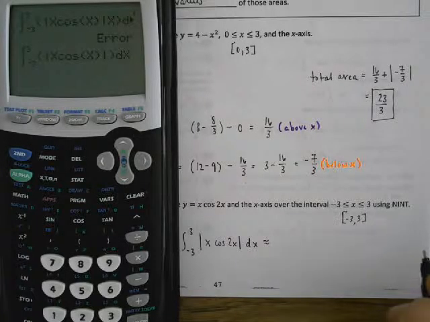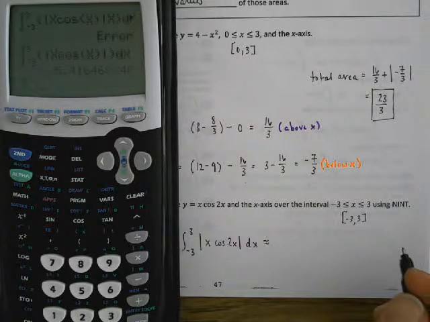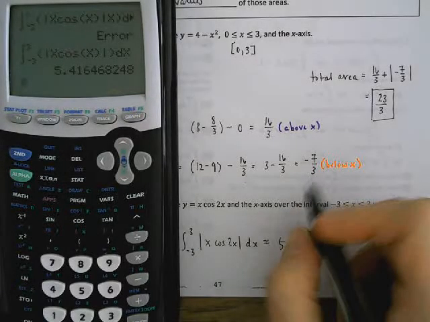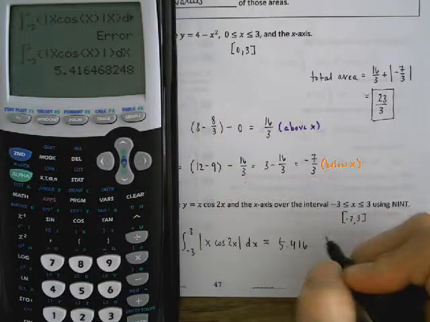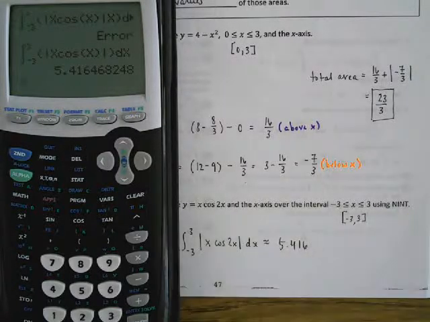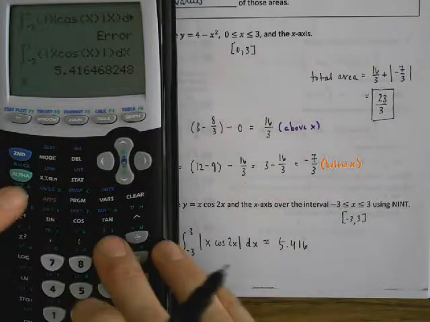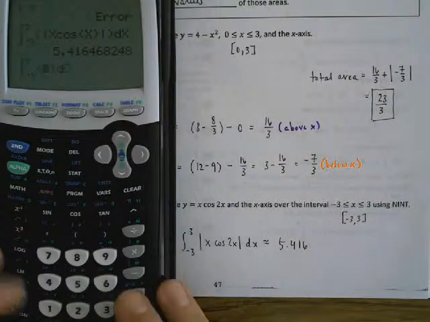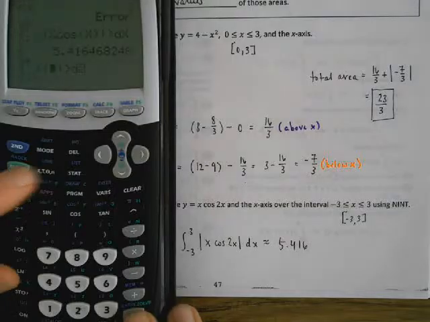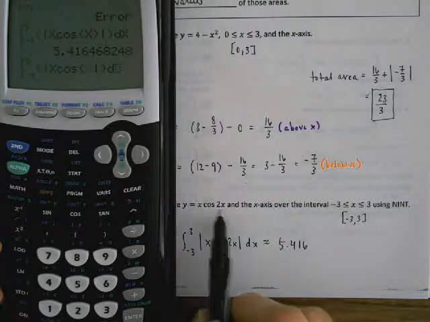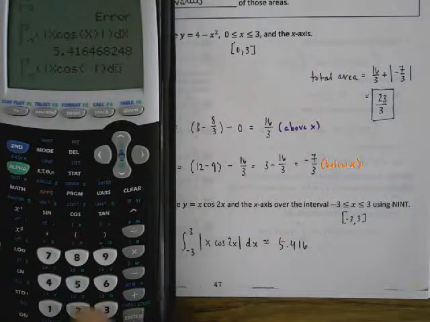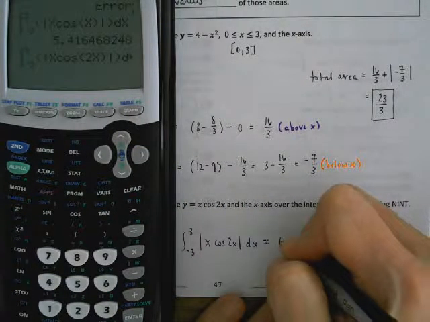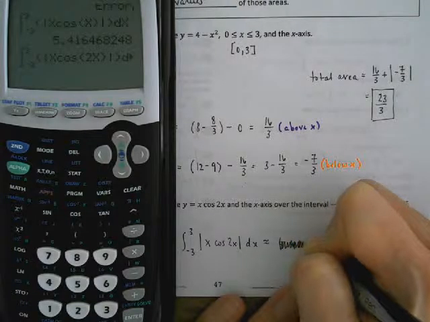It's going to take a little bit to think here. And we get a value of approximately 5.416. Oh goodness, I put in the wrong function. Third time's a charm. Negative 3 to 3, absolute value of x times the cosine of, it should be 2x here. I missed that. All right, let's see what we get this time with the correct function.